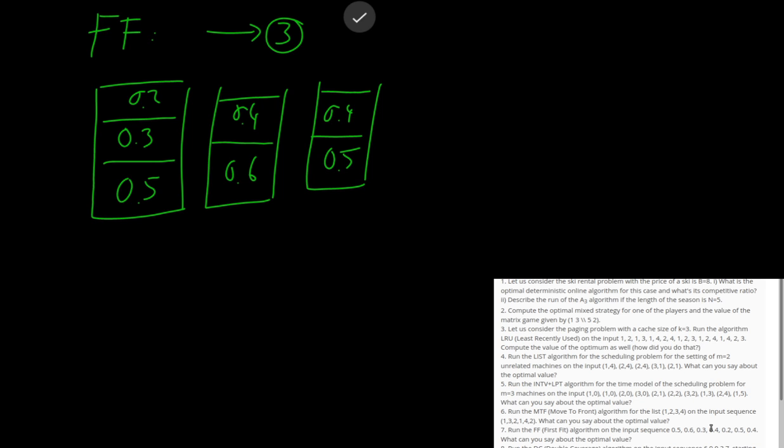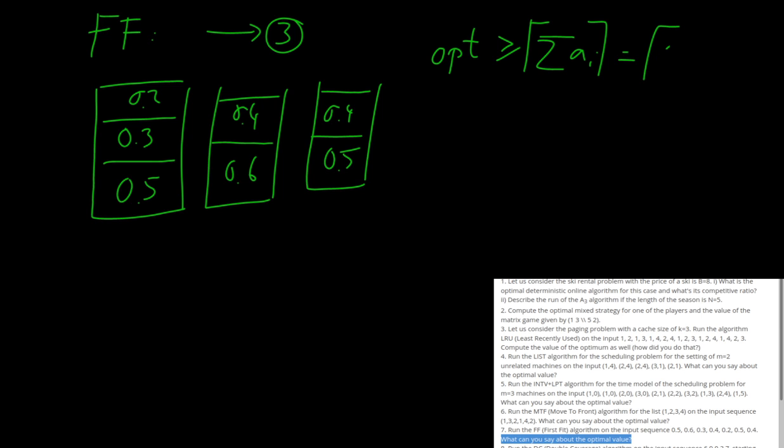Now, what can we say about the optimal value? Well, the optimal value is always at least as large as the sum of the sizes of the items rounded up. So in this case it's just the ceiling of 2.9, which happens to be 3, and since we already have a solution of cost 3, it means that the optimum is exactly 3.